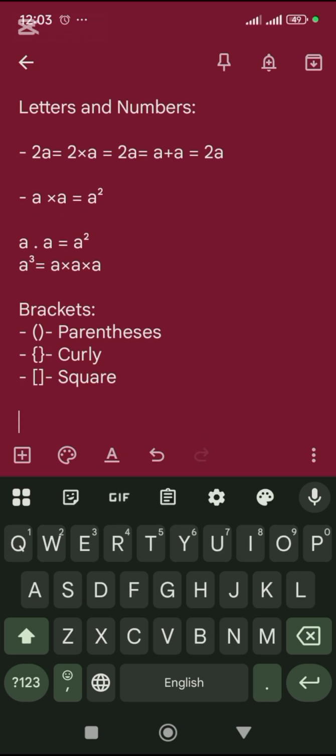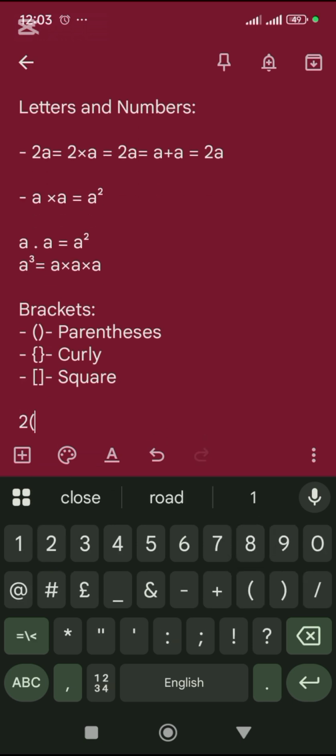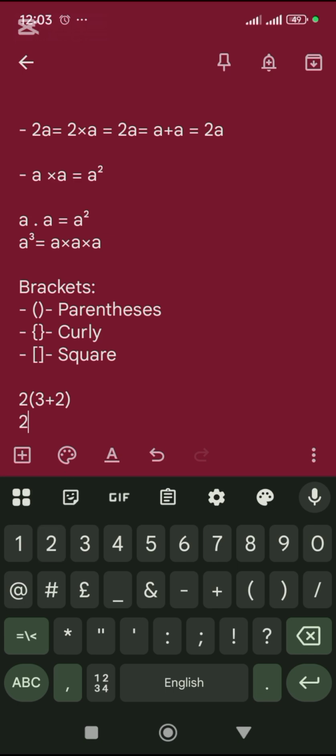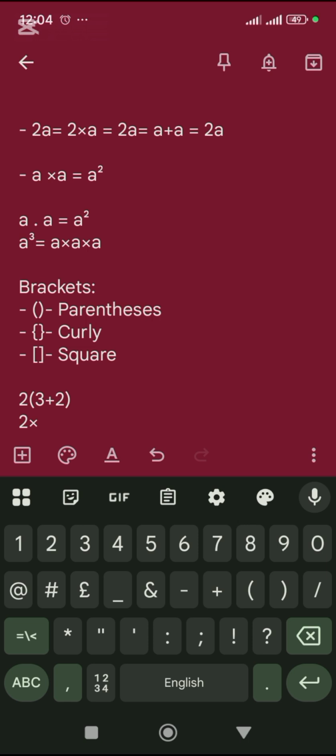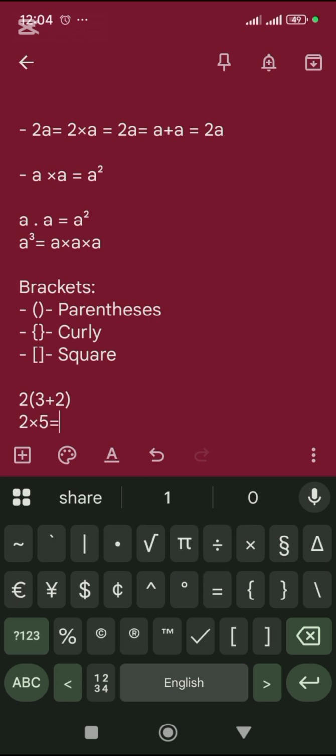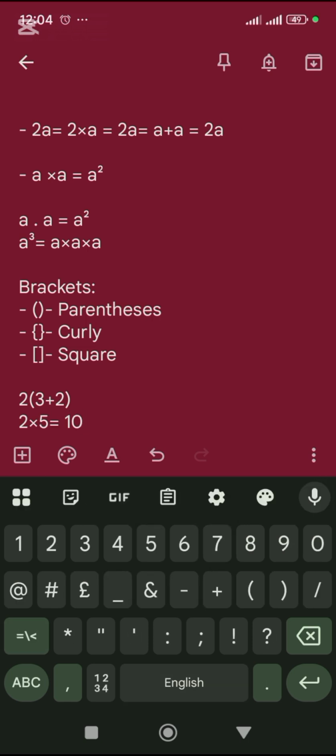Take for example, say you have 2 bracket 3 plus 2 close bracket. What this means is 2 times 5, because you are going to add what is in the bracket first, and this will give you 10. You can see that after resolving what is inside, it was finally solved to 5. Then it is multiplied. The bracket there indicates multiplication.